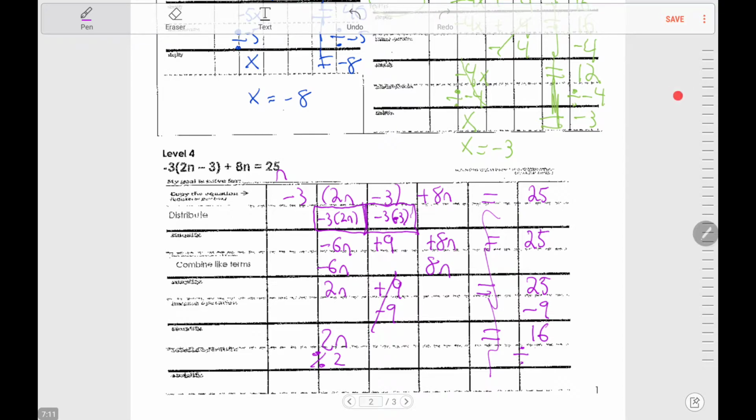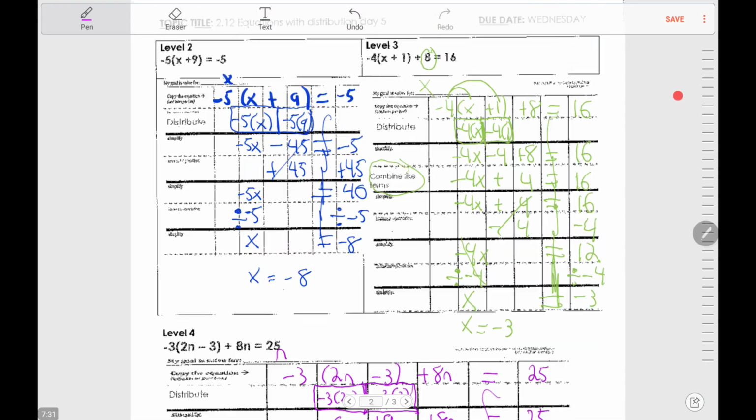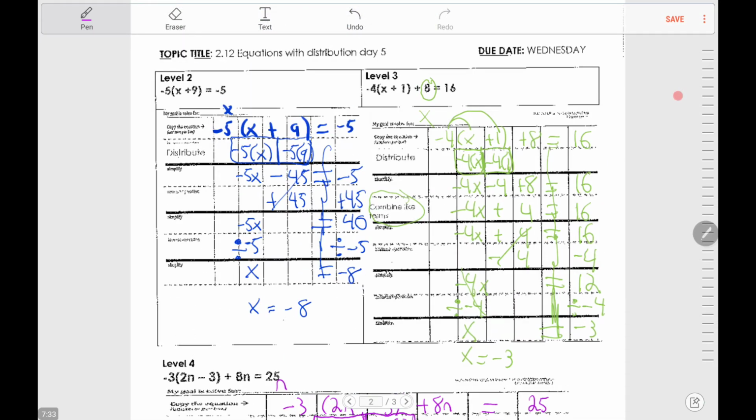Okay, 2n divided by 2 is n equals 16 divided by 2 is 8. You are left with n equals 8. And give yourself a pat on the back because you just finished the homework. Isn't that great?